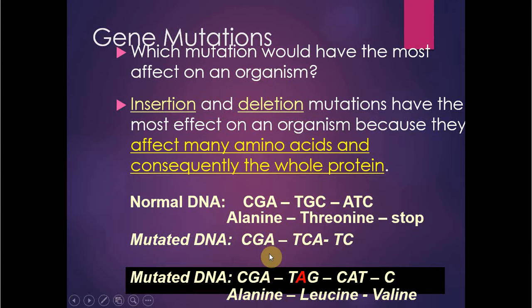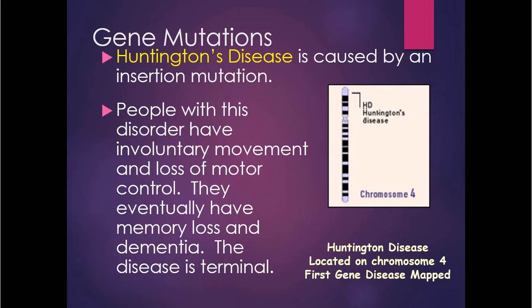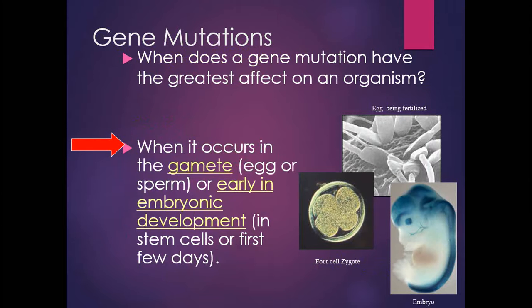Similarly, in case of insertion, we see that one nitrogenous base will become extra. A common example of insertion mutation is Huntington disease. It will result in involuntary movement and loss of motor control that eventually results in memory loss and dementia. The disease is terminal.